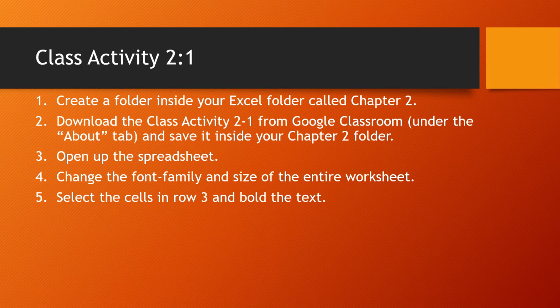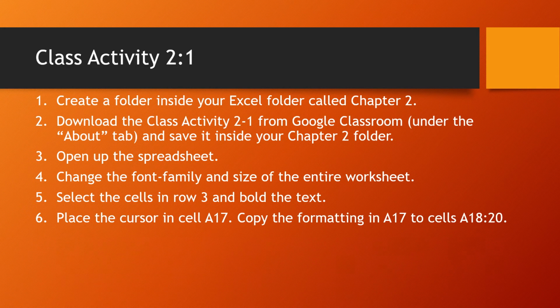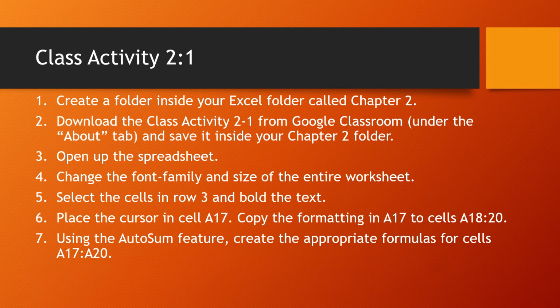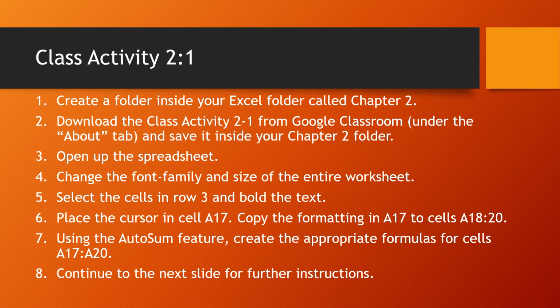Select the cells in row 3 and bold the text. Place the cursor in cell A17. Copy the formatting in A17 to cells A18 through A20. Under the AutoSum feature, create the appropriate formulas for cells A17 through A20. Continue to the next slide for further instructions.